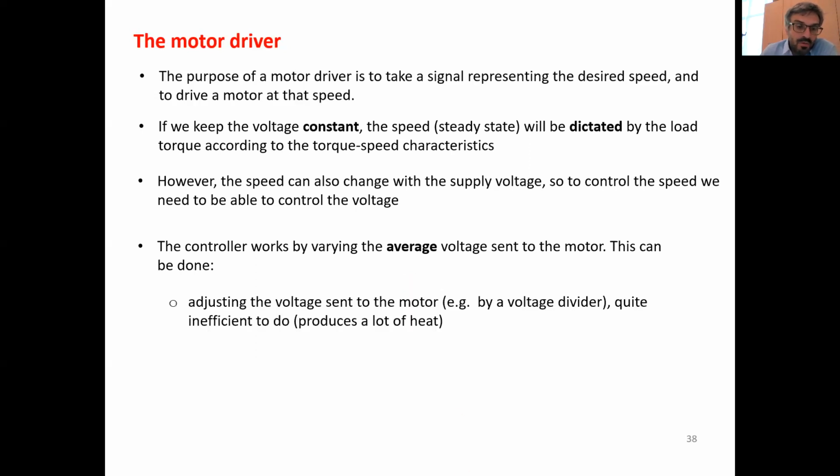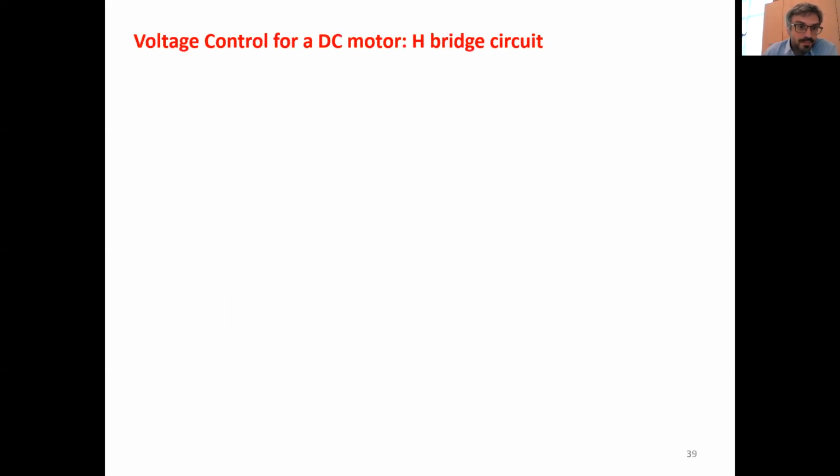And so we have two strategies to adjust the voltage. We saw that we can use a voltage divider, and this is quite inefficient because we lose a lot of power as heat, since the voltage on one of the two resistors is just burned in Joule losses. Or we can use an H-bridge circuit. And an H-bridge circuit is the most efficient way nowadays used to control the voltage for driving an electric motor in a motor driver.